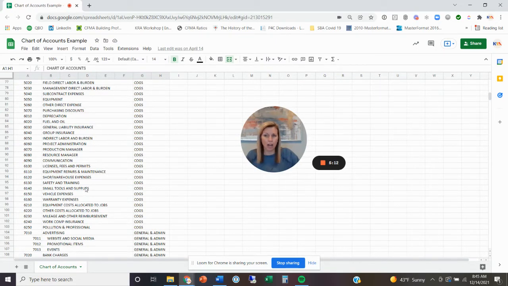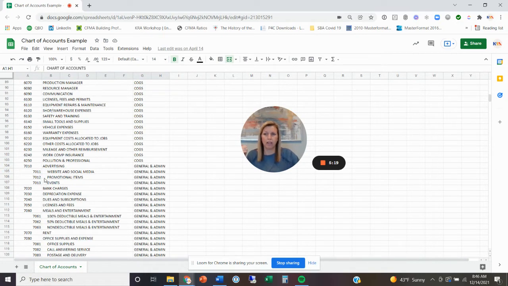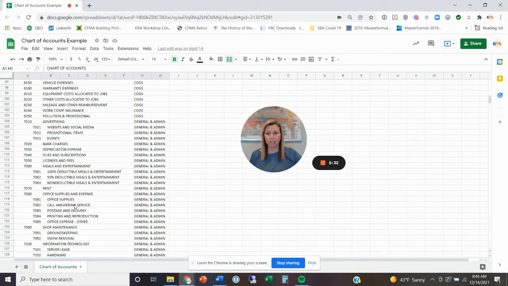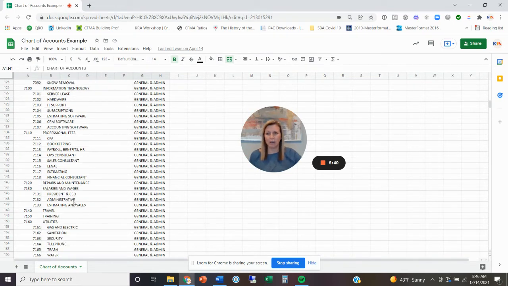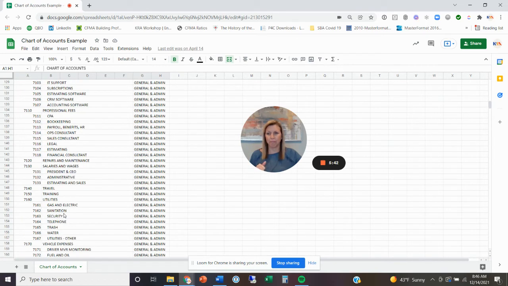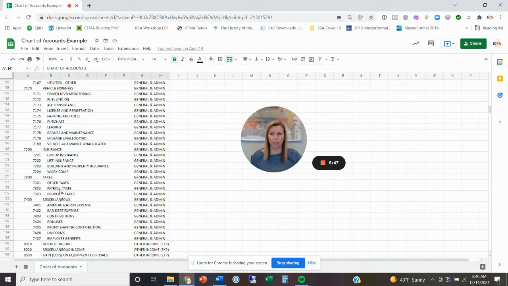Small tools and supplies, safety and training. So some of those things would be some indirect cost. And then in your overhead, you're going to have anything that is related to operating your business. So we have advertising, bank charges, overhead depreciation items, licenses and fees, office supplies, professional fees, like your CPA, your legal, repairs and maintenance, administrative salaries, travel, utilities, those kinds of things are all going to be in there.